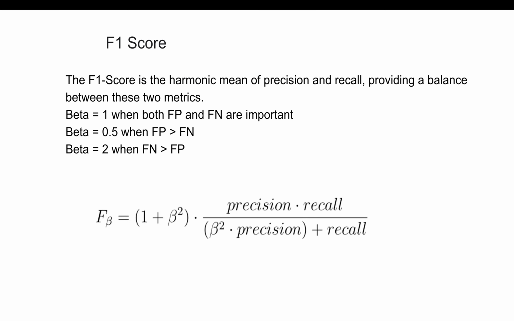In the F1 score the beta value will be 1 when both FP and FN are important. Your beta value will be 0.5 when your false positives are more important than your false negatives. Your beta will be 2 when your false negatives are more important than your false positives. So I hope you understood the F1 score as a metric as well.